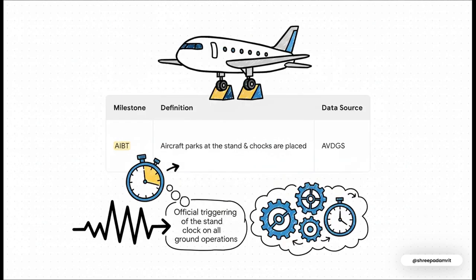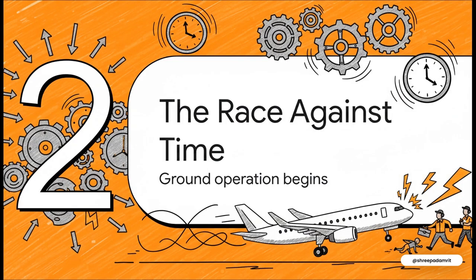But just landing isn't the end of the arrival phase. Not at all. For the ground crew, the most important moment is AIBT, or actual in-block time. This is the moment the plane is parked at the gate and the wheel chocks are secured. This one event is like the starting pistol that officially kicks off the countdown for the turnaround.